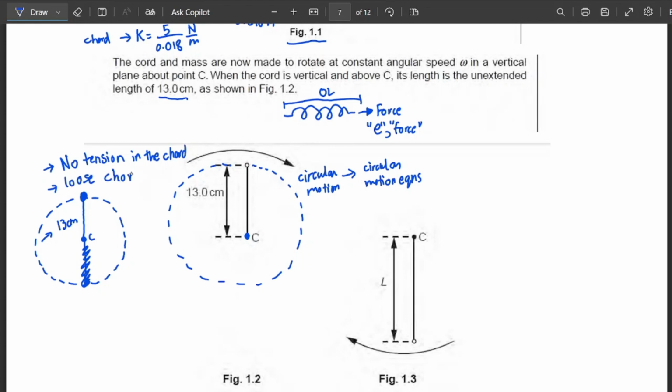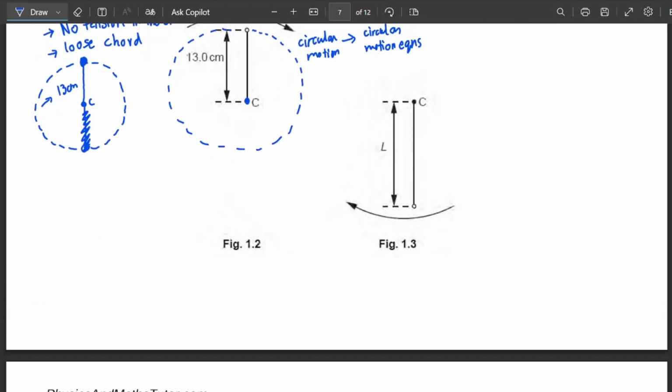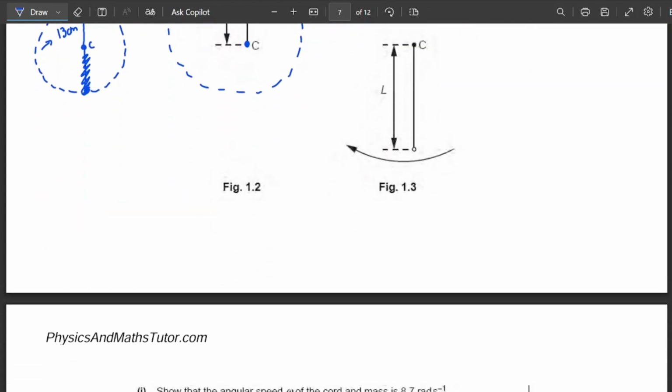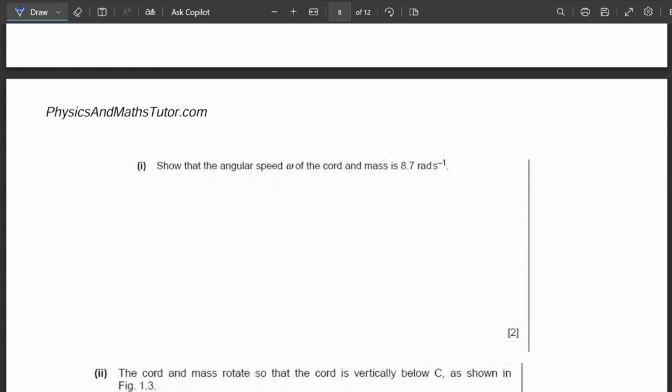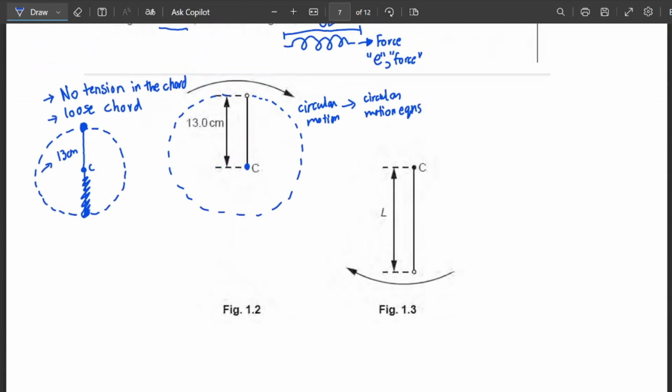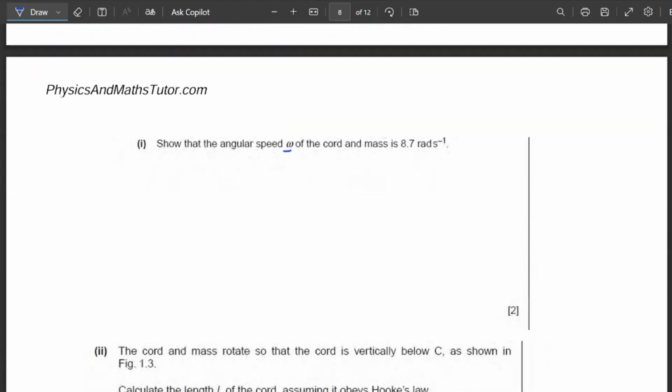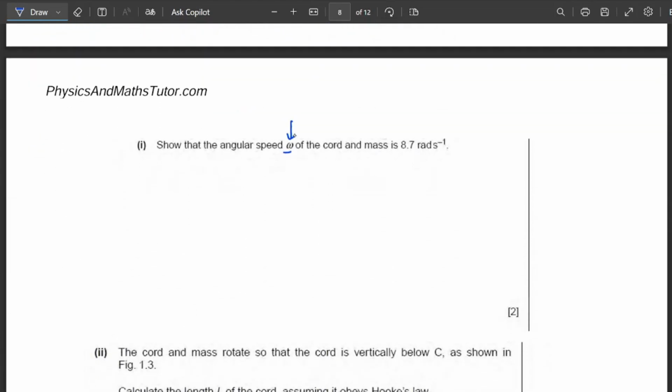I don't think we have to do anything with figure 1.3 right now since they haven't mentioned it, so we're just going to go to the next part. It says, show that the angular speed, omega, of the cord and the mass is 8.7 rad/s. So we're supposed to find omega. How do we find omega? We already know this thing is going in a circular motion, so we can use the equation of circular motion, and through that equation we can find omega. So we're going to use Fc equals m omega squared r.